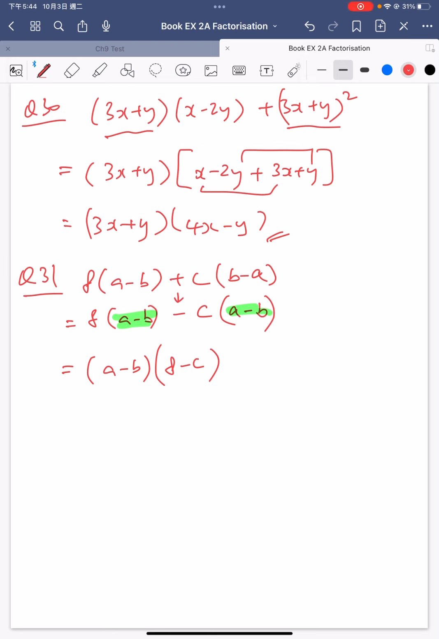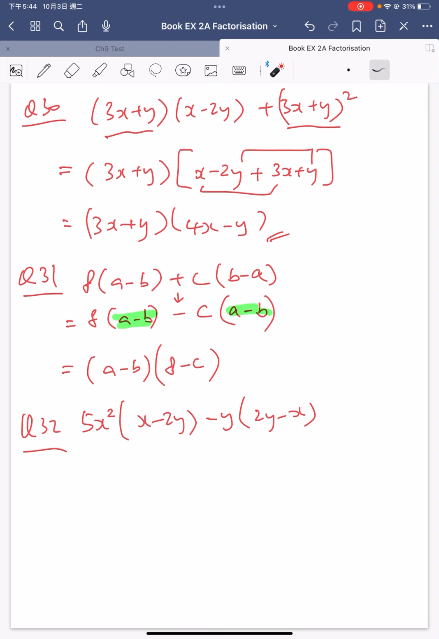So that's for question 31. And now we're going to do question 32. We have 5x squared times (x minus 2y) minus y times (2y minus x). It's still a similar one because we've got x minus 2y, and we swap them, it becomes 2y minus x.